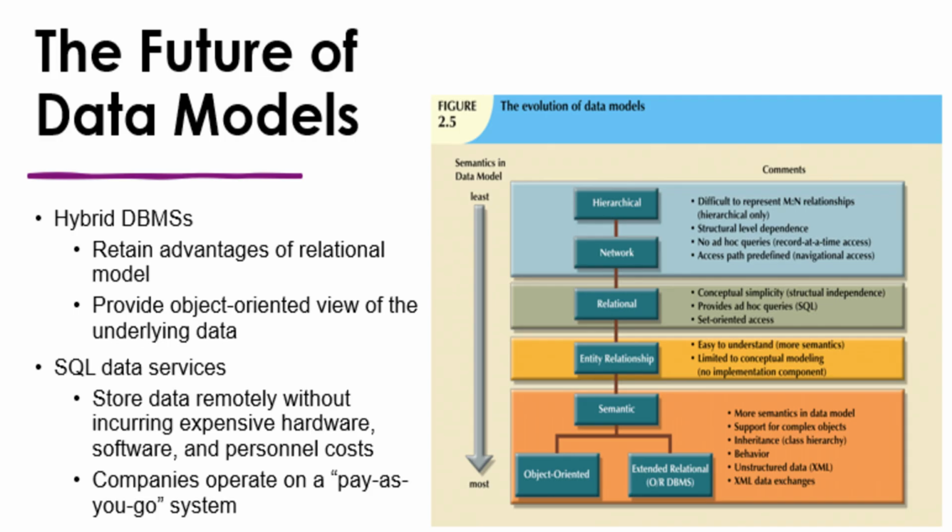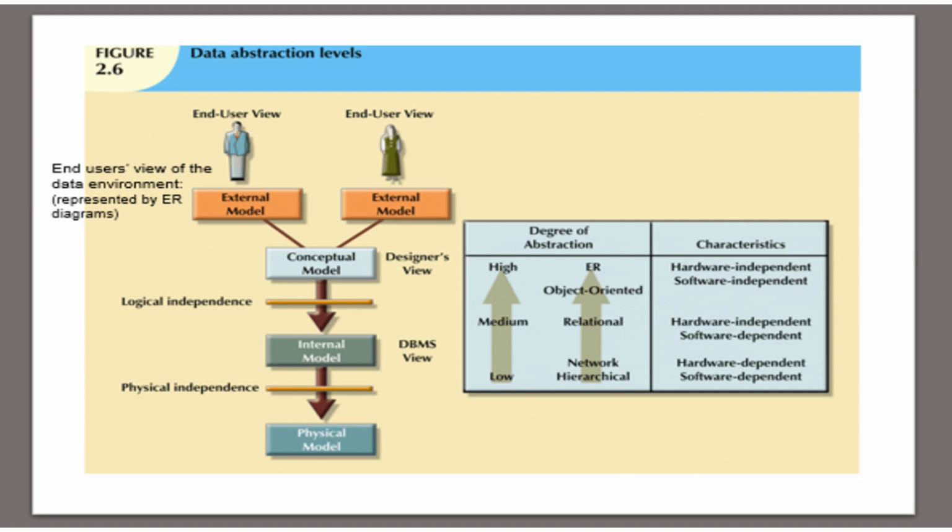Data abstraction is a process of hiding unwanted or irrelevant details from the end user. It provides a different view and helps in achieving data independence, which is used to enhance the security of data.